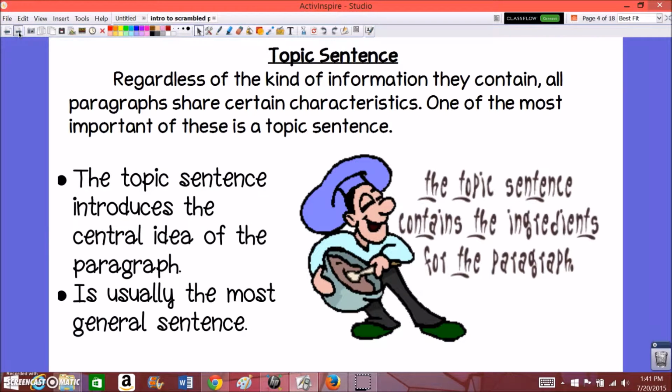Now, the first part of any paragraph is usually going to be the topic sentence. In most writing, the topic sentence is going to be the first sentence, but no matter where the topic sentence is located, its purpose is always the same. A topic sentence really introduces the central idea of the paragraph, and it's usually the most general sentence within the paragraph. So on the scrambled paragraph portion of the test, the topic sentence is the first sentence, although in other types of writing, topic sentences can be in other parts of the paragraph.